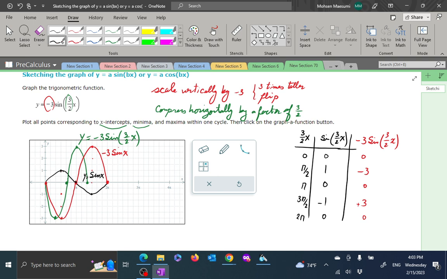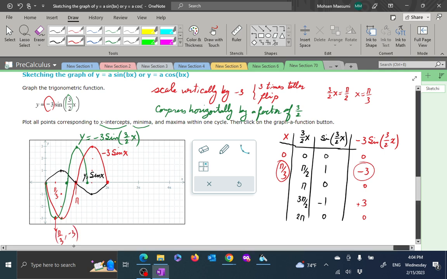Now, what is important is x itself. If 3/2 x are these numbers, what is x? Well, if 3/2 x is 0, then x is obviously 0. If 3/2 x is pi over 2, then x is pi over 3. I multiply and divide, and I get pi over 3. And pi over 3 is this location, and at pi over 3 we want to be at minus 3. That's what we do by point plotting.